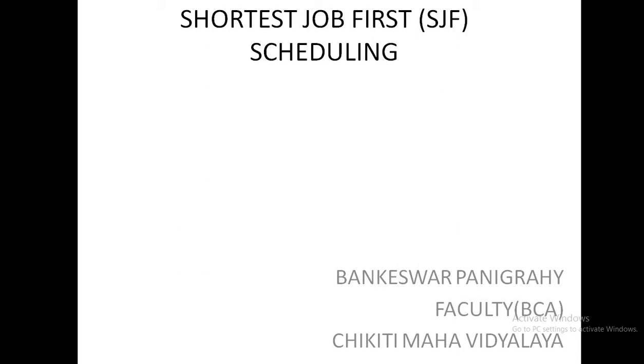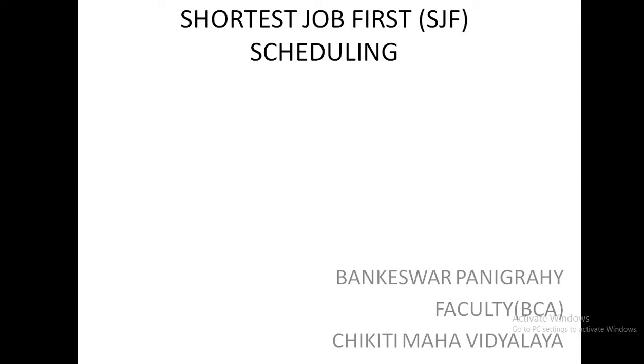In the FCFS scheduling algorithm, we prepare the Gantt chart by considering the arrival time of the different jobs, that is, first come first serve. But here in the SJF technique, or shortest job first technique, we have to prepare our scheduling by referring to the CPU burst time of each and every individual job.